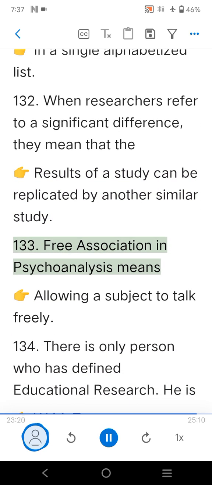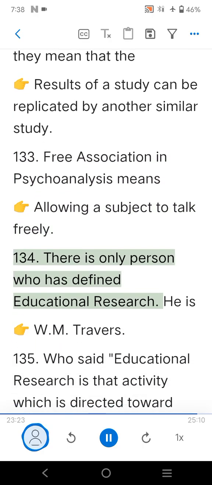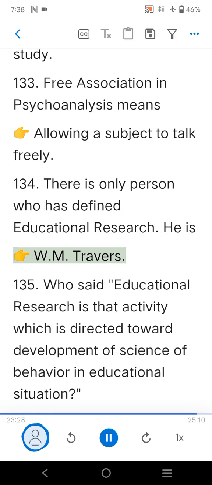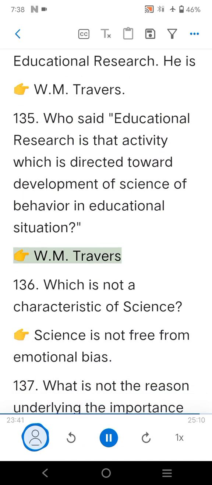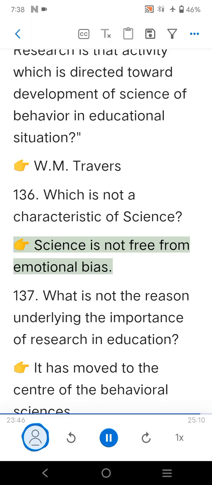133. Free association in psychoanalysis means allowing a subject to talk freely. 134. There is only one person who has defined educational research. He is W.M. Travers. 135. Who said, educational research is that activity which is directed toward development of science of behavior in educational situation? W.M. Travers. 136. Which is not a characteristic of science? Science is not free from emotional bias.